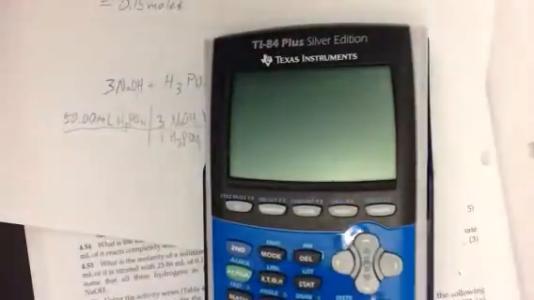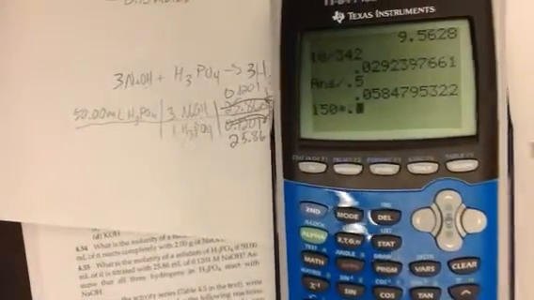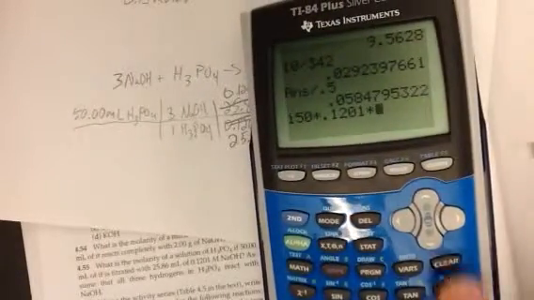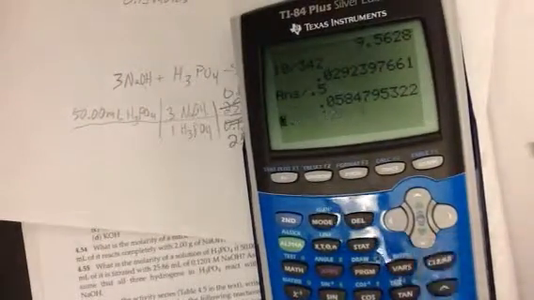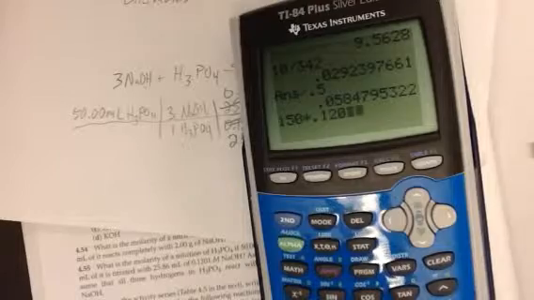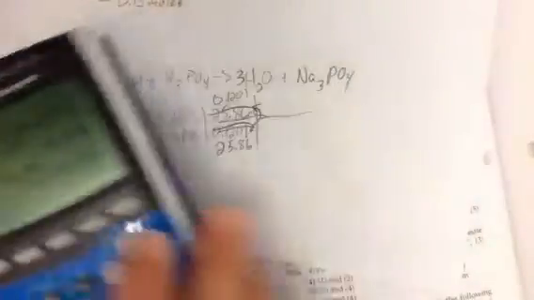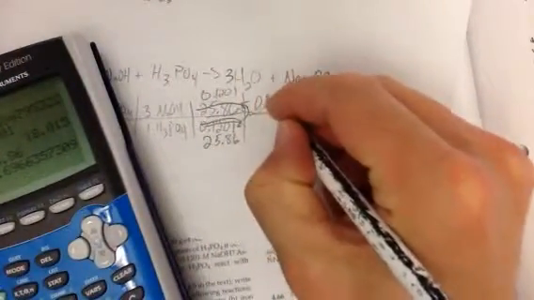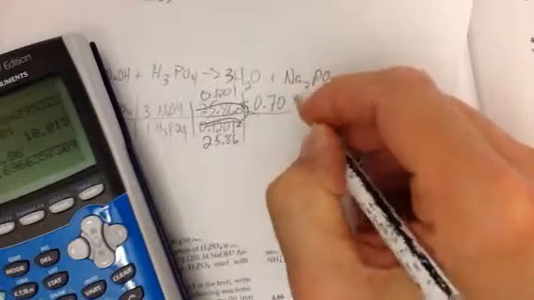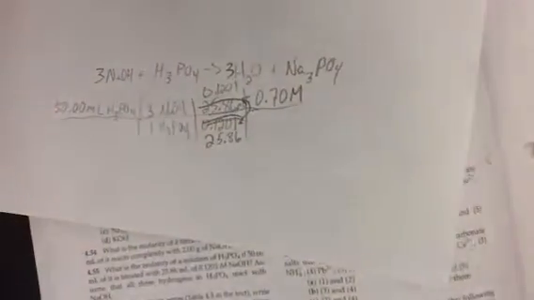Let's see, it's 150 times 0.1201 times, whoops. Is it 0.70 rounded? Is that what people got? Molar? Yes? Okay, good. All right, so that's 55.